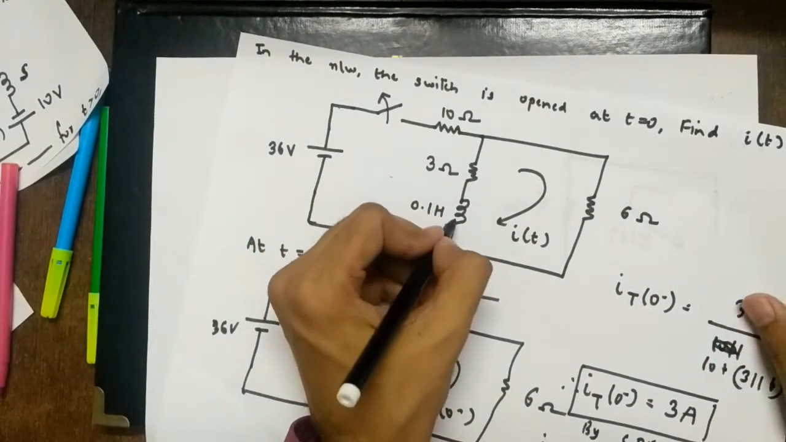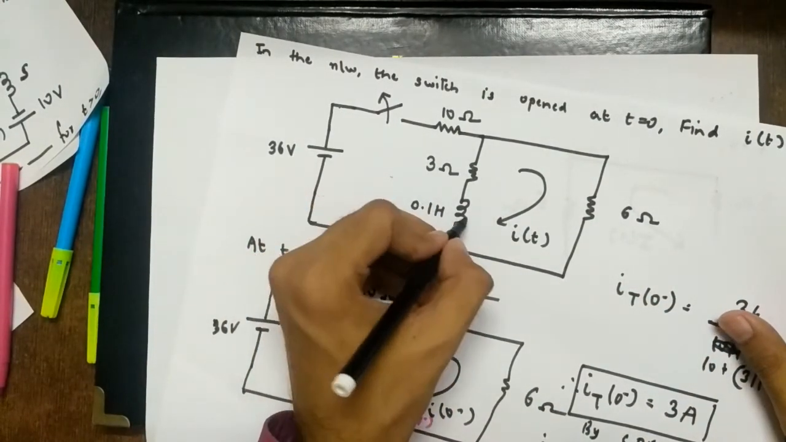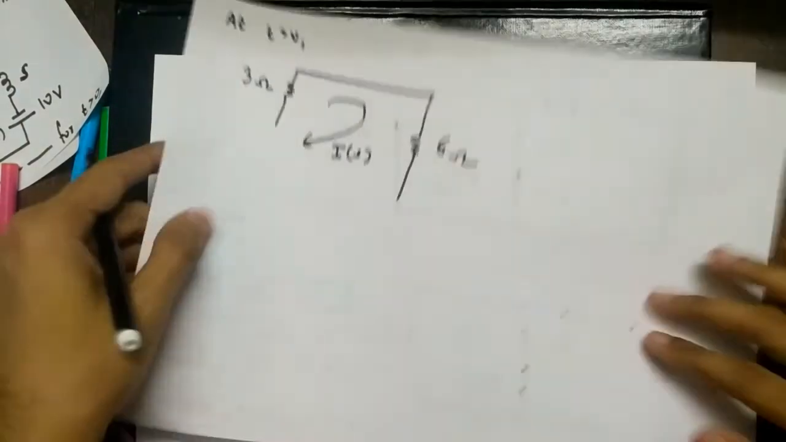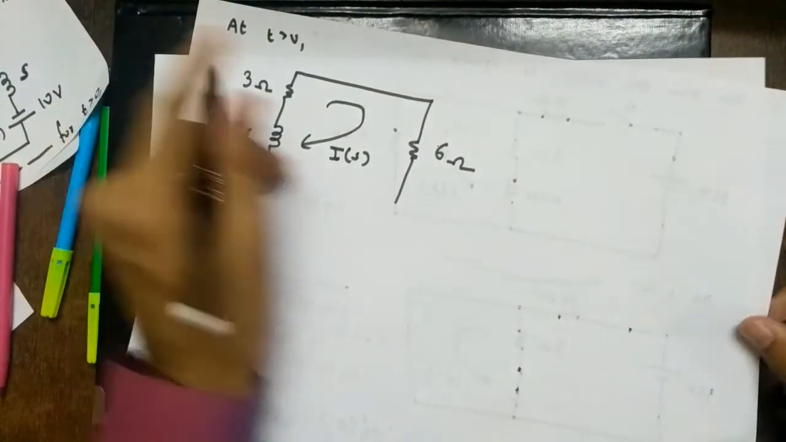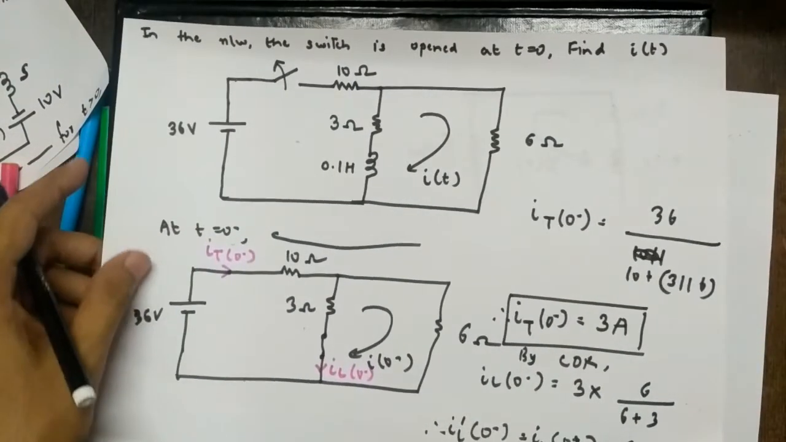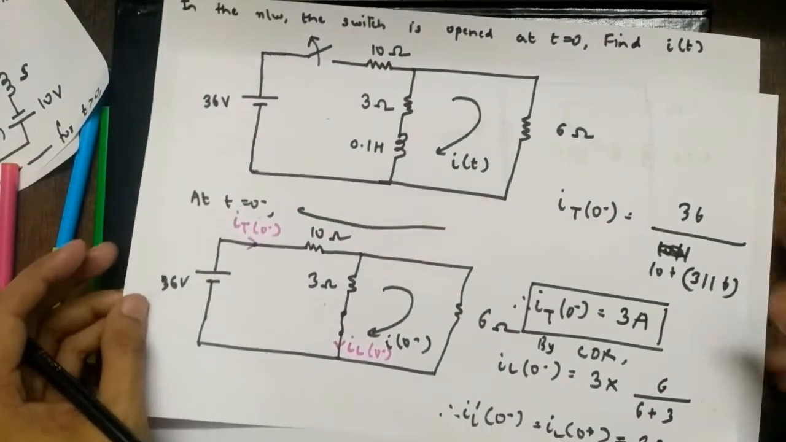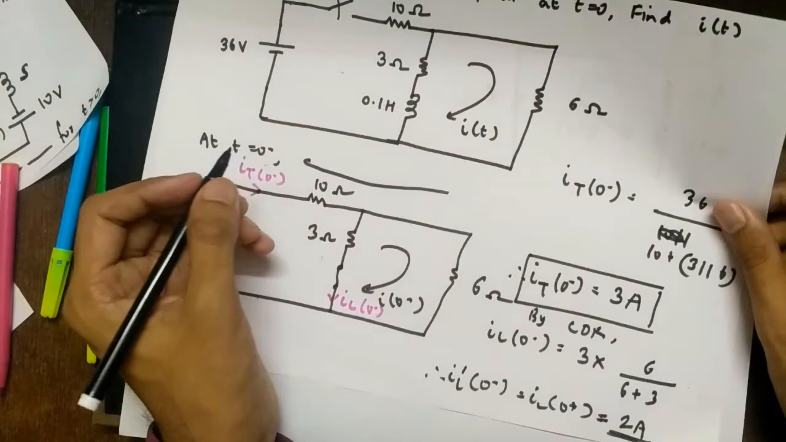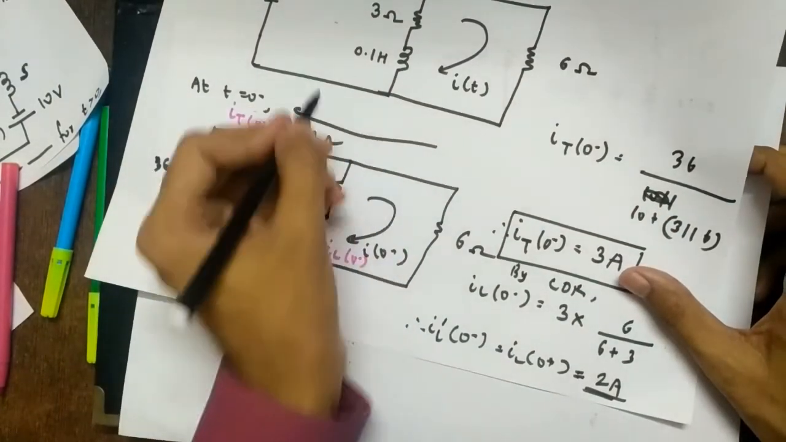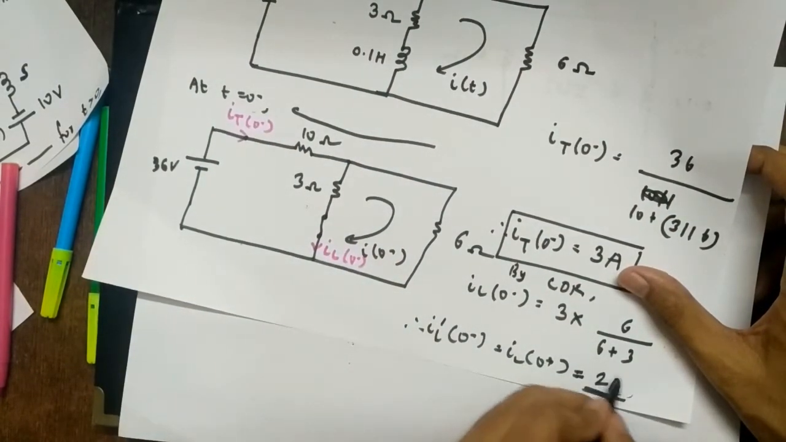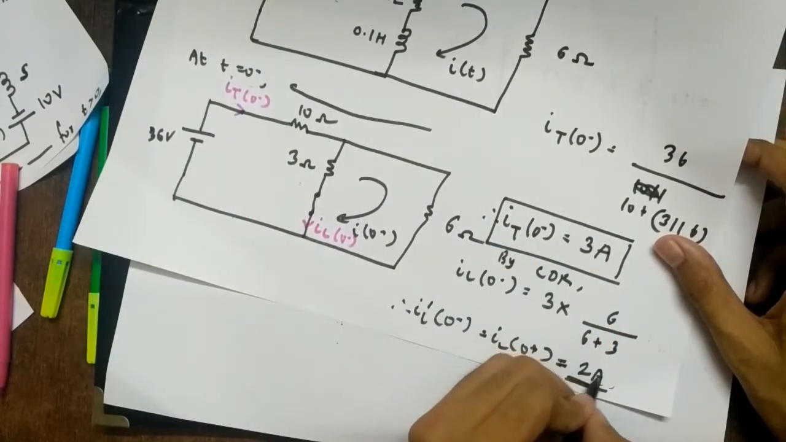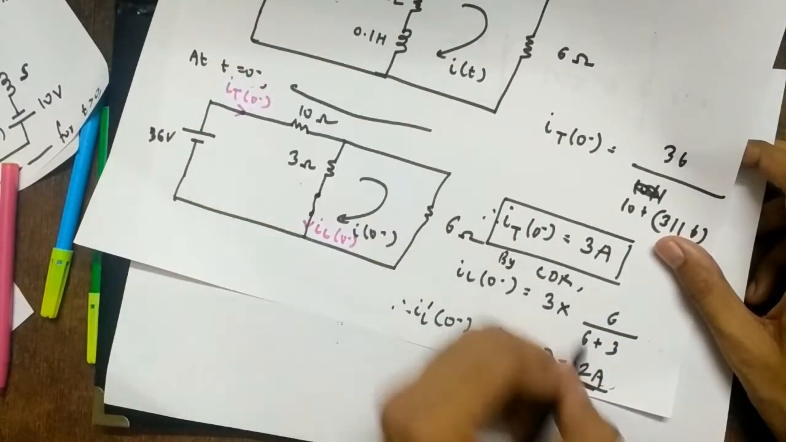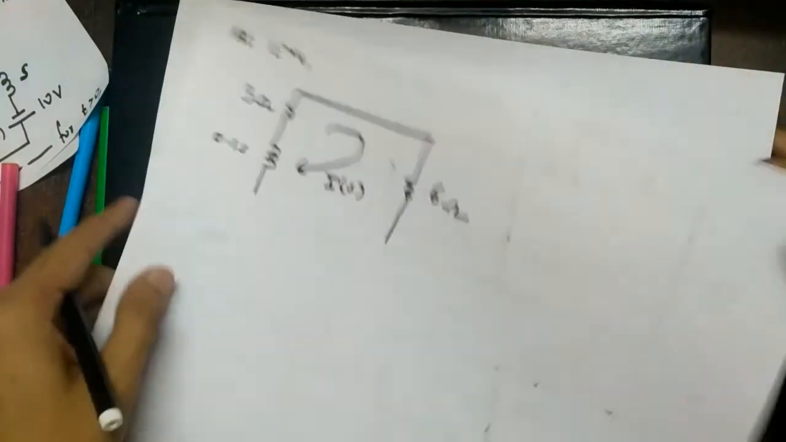So you have an inductor. What will it become? 0.1 s. So the inductor value is 0.1 s. And you will have a voltage source in series. What is its value? L into i(0). So remember, you have to take the inductor's current. The inductor current is 2 ampere. Some students take it as 3 ampere. That is wrong. So L is 0.1, so 0.1 into 2 is 0.2.